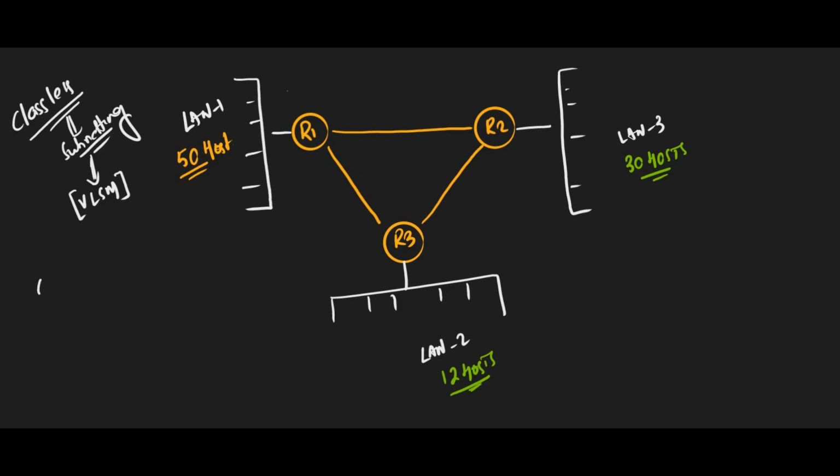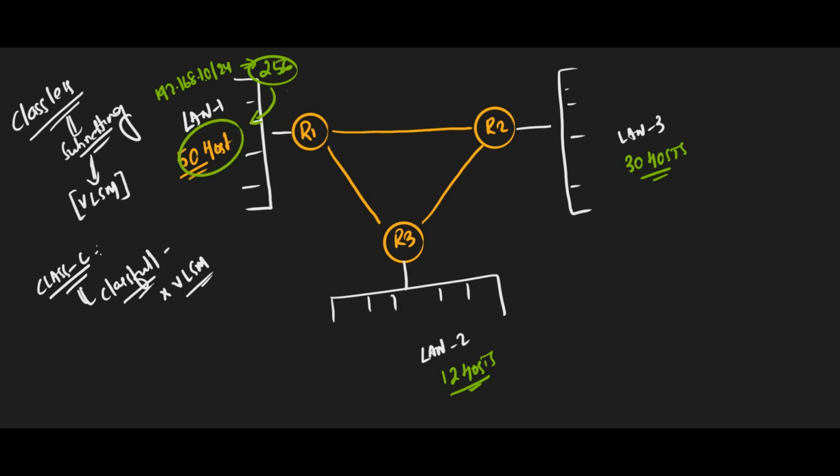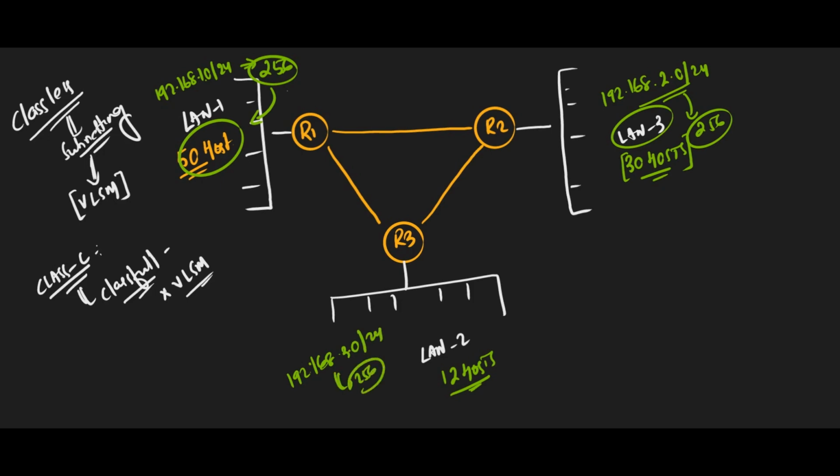If I go and assign from class C address space using classful, which does not support VLSM, what will happen in this case? I will assign 192.168.1.0/24. The entire range, all 256 IP addresses, will be used by this, even though we have 50 hosts. Same here, if I use 192.168.2.0/24, the entire range of 256 is assigned to this LAN, but we need only 30 hosts. Similarly here, 192.168.3.0/24. Total addresses 256, but we need them for 12 hosts. Is this not an inefficient way to assign IP addresses to these numbers of hosts?